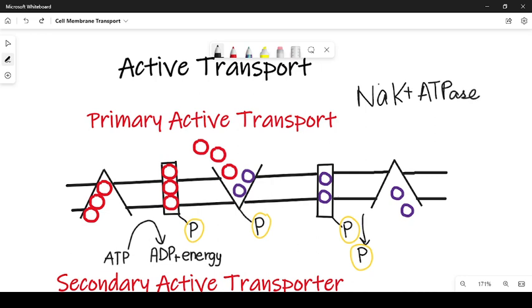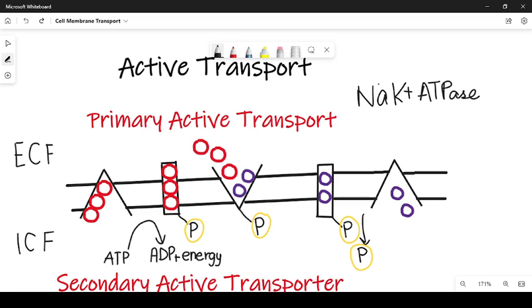What it does, it takes 3 sodiums from the intracellular space and then releases them to the extracellular space. And it takes 2 potassium from the extracellular space and releases them to the intracellular space.